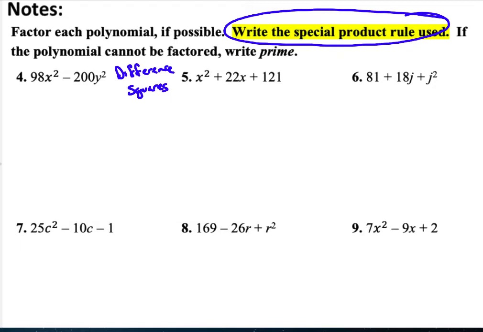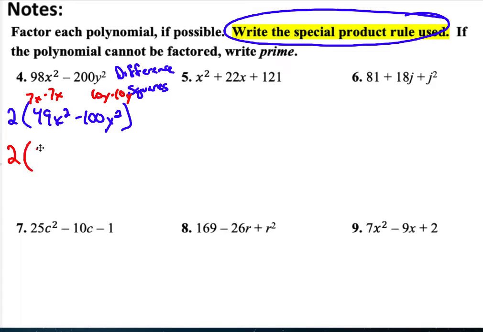The problem is, right now I don't have any perfect squares. 98's not a perfect square, neither is 200. So first check, could I factor something out? And I can. I can factor out a 2 from each of those. Okay. Now I take a look at it. Do I have any perfect squares? Well, yeah, this is 7x times 7x. This is 10y times 10y. So I can do 7x minus 10y and 7x plus 10y. Okay, that's my difference of squares pattern.